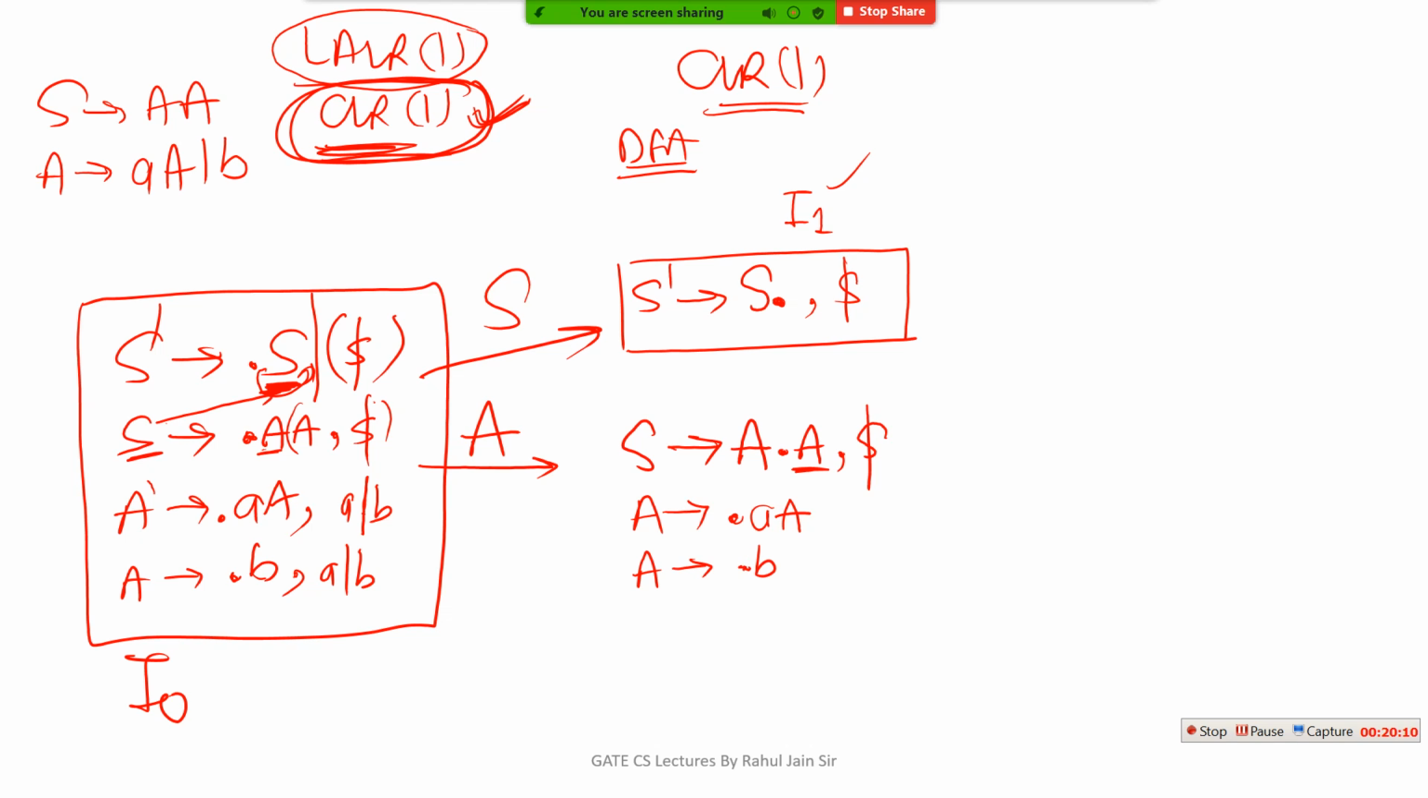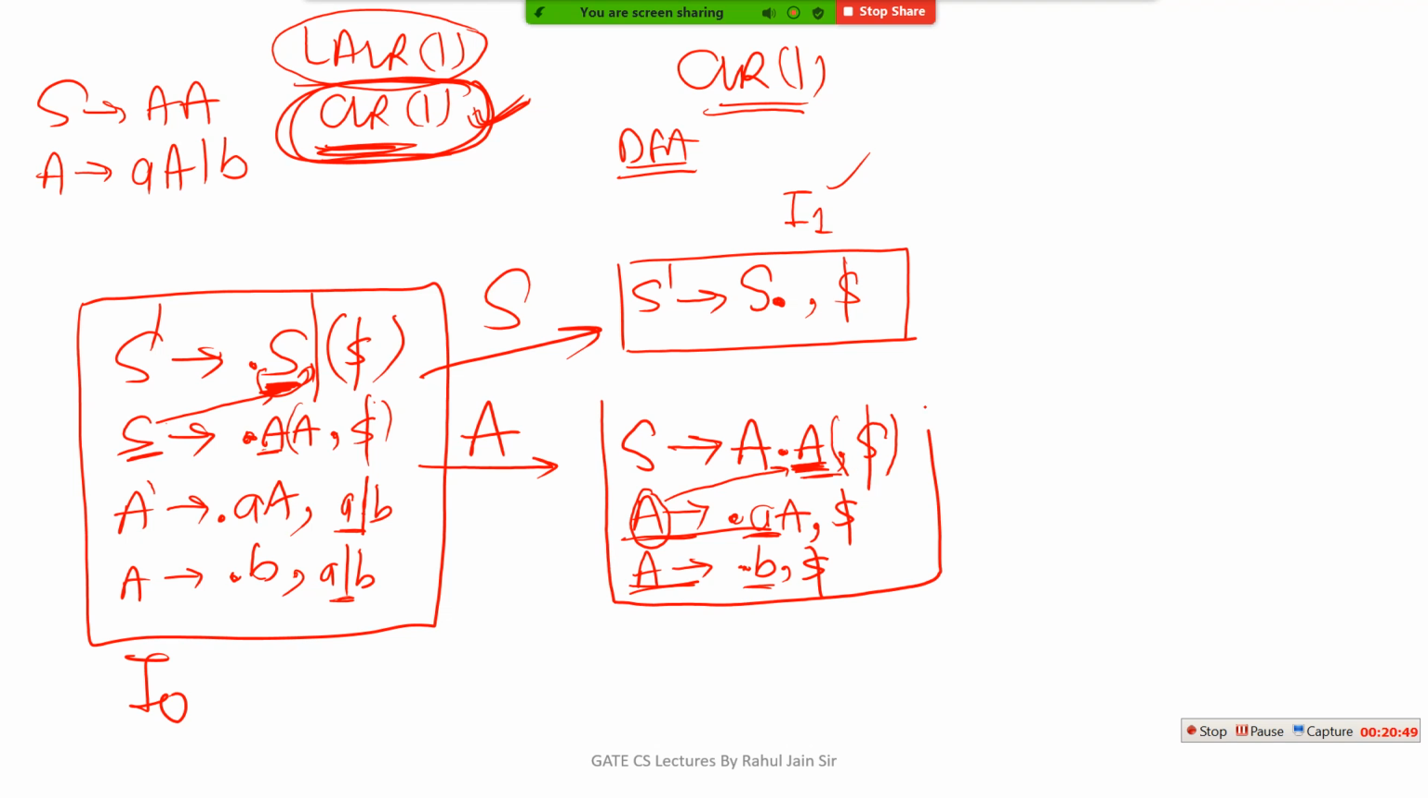But the lookahead of these two transitions we do not need to take directly from here. The lookahead of these transitions depends on what follows. After traversing one position to the right, what are we left with? Dollar. So dollar would be the lookahead of this A now, because after traversing one position to the right, we are getting first of dollar. What is first of dollar? Dollar. So it would be my I2 state of the DFA.